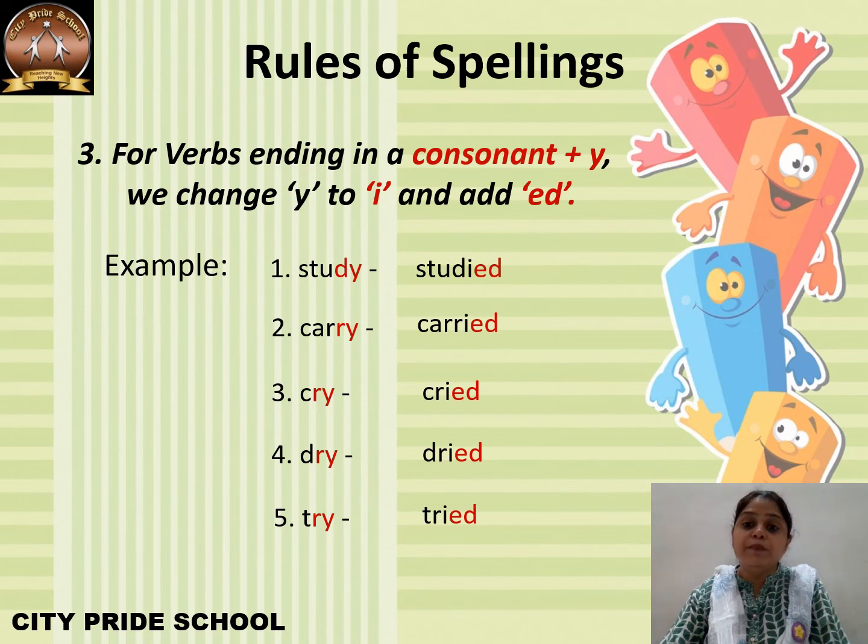Also in the verb enjoy, it is ending with O, which is a vowel, and Y. So at that time also we simply add ed. Enjoy will become enjoyed in the past tense, right? We don't change the Y to I. Remember this, okay?